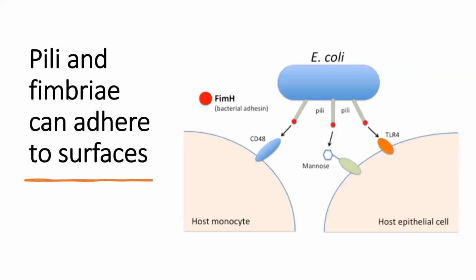So pili and fimbriae can adhere to surfaces, as we see here. The E. coli can use its FimH adhesion proteins on the pili, which can bind to the CD48 or to this mannose or to this TLR4 receptor.